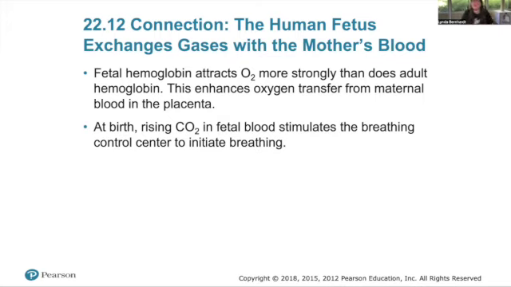I know you have heard that the umbilical cord delivers everything to the baby, mostly, but there is a lot of stuff that diffuses through the placenta, through the walls and stuff like that. So I think that's interesting. Anyway, at birth, the rising carbon dioxide in fetal blood stimulates the breathing control center to initiate breathing.